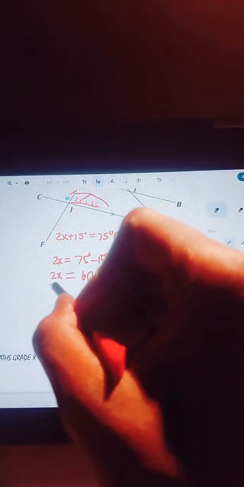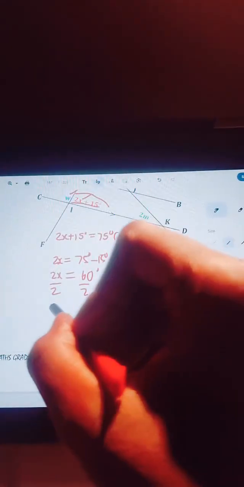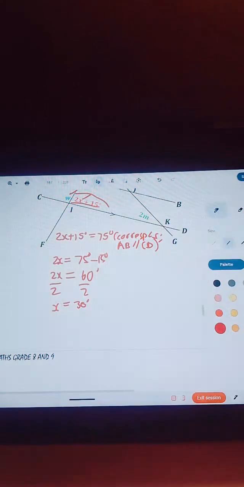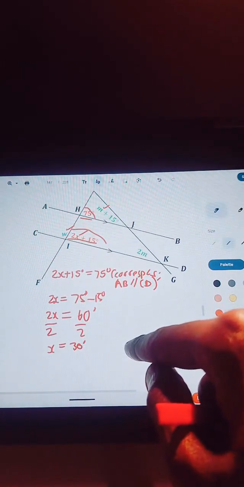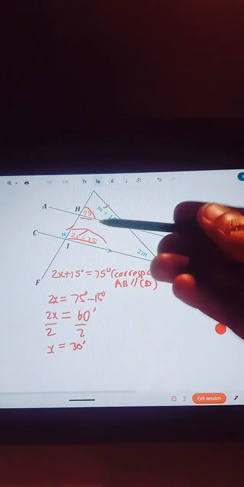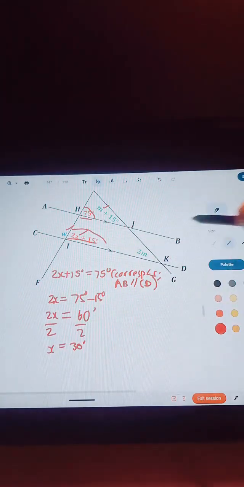We then after that do what? Divide both sides by 2. X is equal to 30. So our x value is 30. Because if you say 2 times 30, you get 60. 60 plus 15 is 75. So it works. Then remember, we want W.